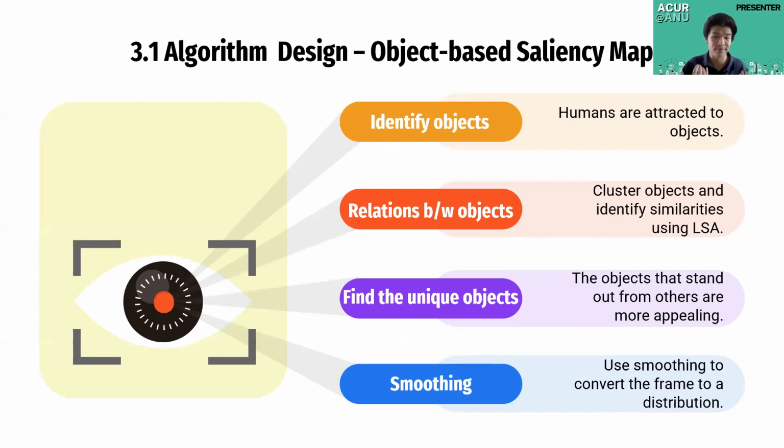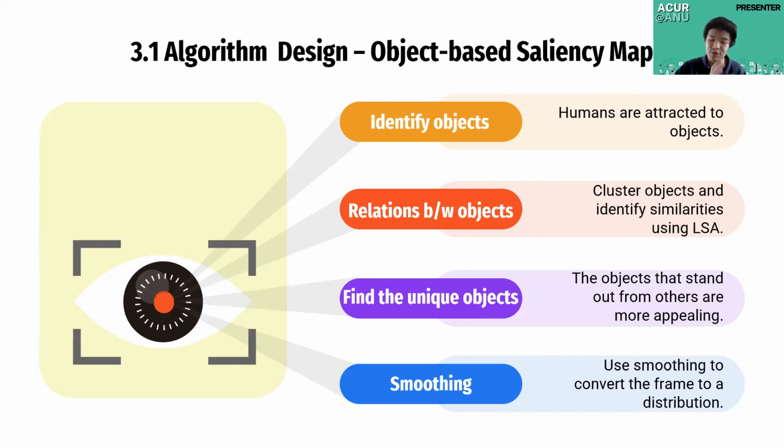In terms of the algorithm design, right now we're trying to create an object-based saliency map. The saliency map needs to be able to identify key objects within the frame, because our hypothesis is that humans are attracted to objects within the frame. Once we've identified the objects, we want to find out the relationships between them. There are two ways of doing this. First, we cluster objects, which means we group objects together based on semantic similarity. For example, if there's a computer and a computer mouse, we group those two objects together because semantically they're related to each other.